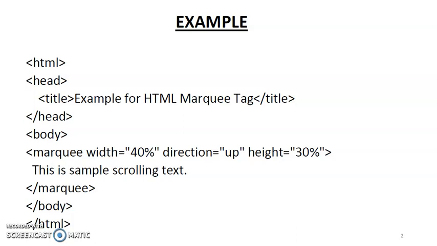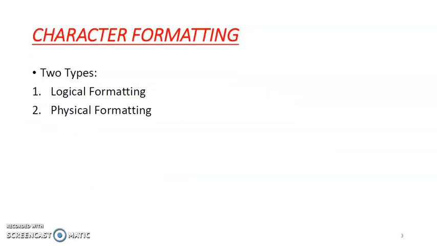Now your next topic is character formatting. What is the exact meaning of character formatting? It is a process of formatting a text for a better look and feel. HTML formatting is divided into two types. Your first one is logical formatting and your second one is physical formatting.